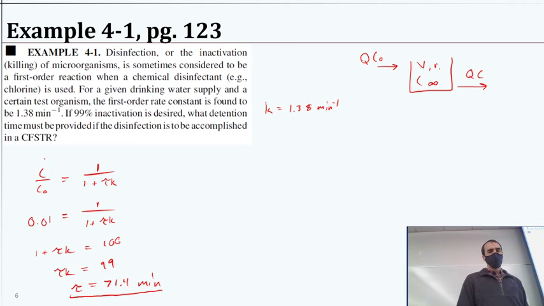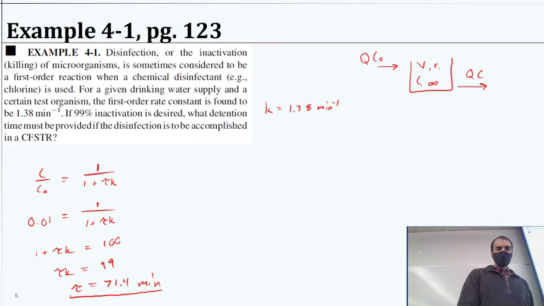And then probably the only other trick or thing to consider is how to draw information from that 99% inactivation, right? So that's telling us that what we end with divided by what we started with should be 1% or 0.01. So writing that as 0.01, setting that relationship up, then it's simply rearrange and solve for tau given that you have K. So here we see we've got 71.4 minutes for our hydraulic residence time.